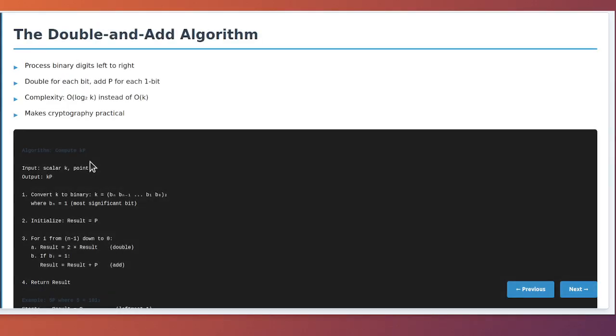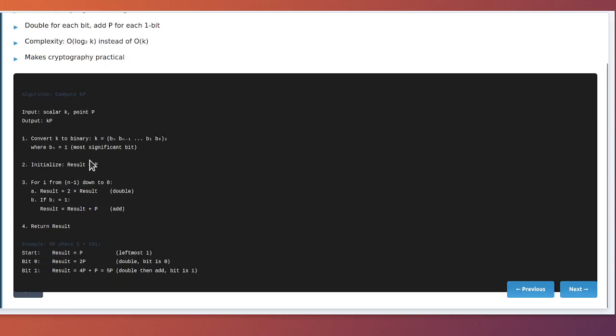The double and add algorithm. Let's formalize the double and add algorithm as a step-by-step procedure. The input is a scalar k, a positive integer, and a point P on an elliptic curve. The output is the point kP. Here is the algorithm. First, convert k to binary representation. Write k as a sequence of bits b sub n minus 1, all the way down to b sub 1, b sub 0, where b sub n is the most significant bit, which is always 1 for positive k, and b sub 0 is the least significant bit.